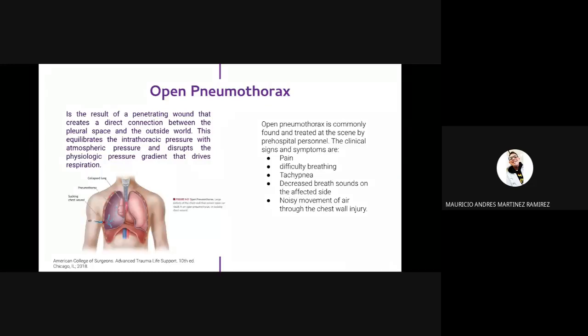Open pneumothorax is the result of a penetrating wound that creates a direct connection between the pleural space and the outside world. This equilibrates the intrathoracic pressure with atmospheric pressure and disrupts the physiological pressure gradient that drives respiration. We must remember that the thorax has a negative pressure that allows the lungs to expand. Signs and symptoms that we can find in these patients are pain, difficulty breathing, tachypnea, decreased breath sounds on the affected side, and noisy movement of air through the chest wall injury. Open pneumothorax is commonly found and treated at the scene by pre-hospital personnel.